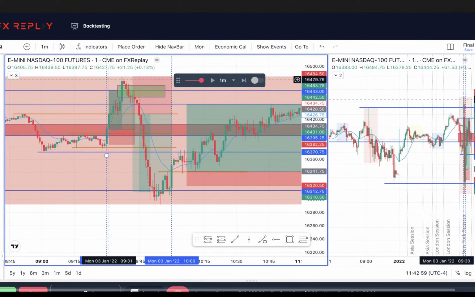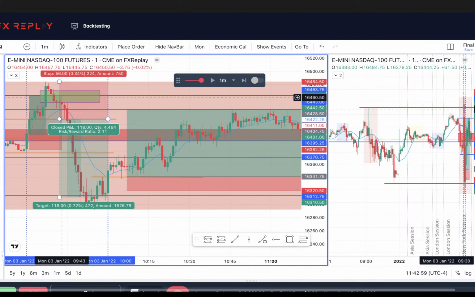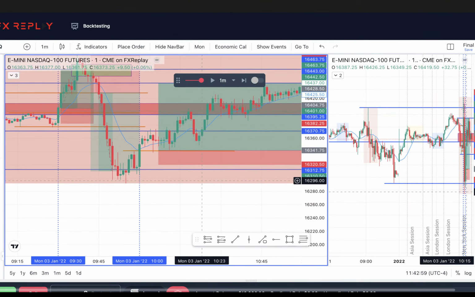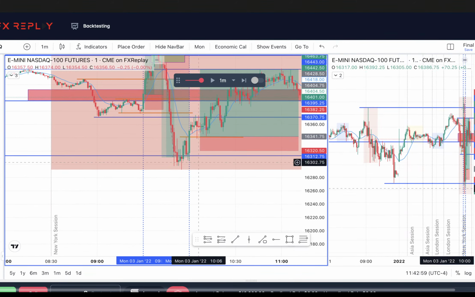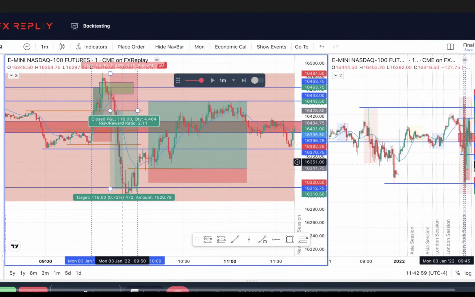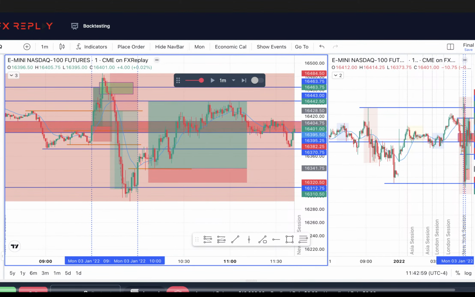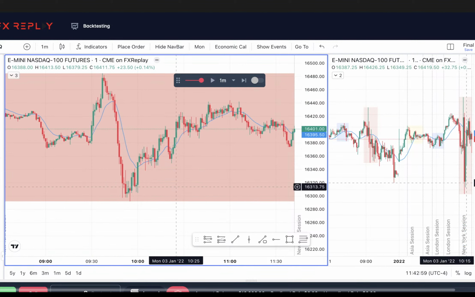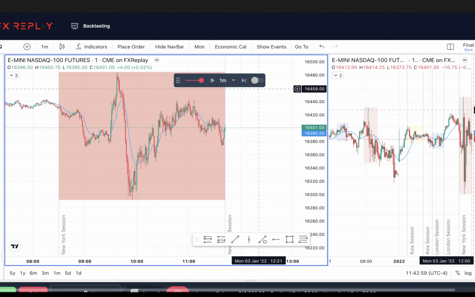I like zigzaggy price action like this, in my opinion. I like a liquidity to liquidity price action. Obviously, when it runs down the rest of the day and it's a beautiful day, it's great, but it just gives us so many opportunities to make money when it zigzags like this. All right, let's go to the next.